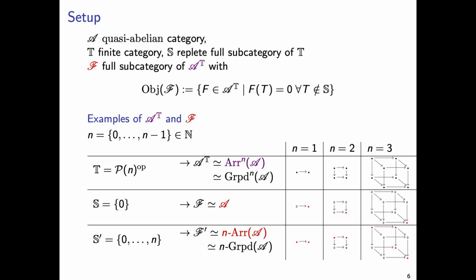And again, because we assume A is quasi-abelian, this is equivalent to the category of internal n-groupoids in A. So for n equals 1, the objects are given by arrows. For n equals 2, we have two composable morphisms which compose to 0, and for n equals 3, we have three composable morphisms such that each composite of them is 0.